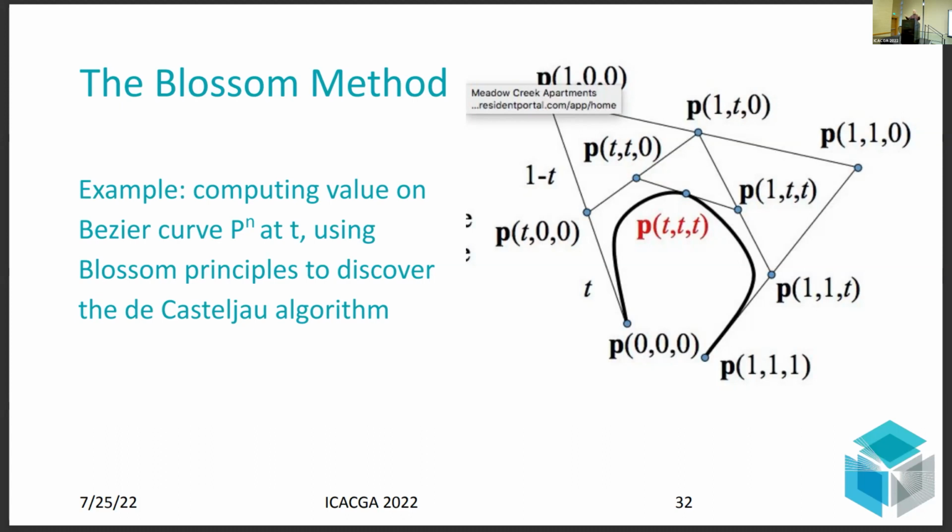Which algorithm? The de Casteljau. How do I know that the control points in this form a Bezier curve? Because I just made it with the de Casteljau, right? So kind of sweet. I don't have to remember the de Casteljau algorithm anymore. I can play this game if I forget it. So all I have to do is remember this game, the Blossom method.